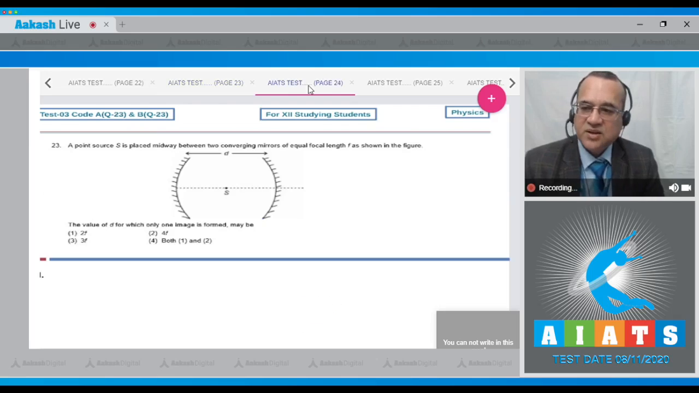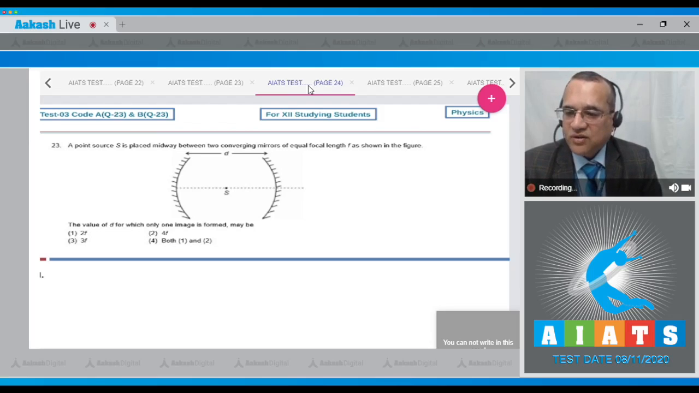Question number 23 says that a point source S is placed midway between two converging mirrors of focal length f, as shown in the figure. The value of D for which only one image is formed.